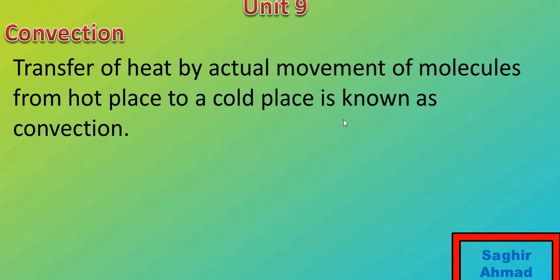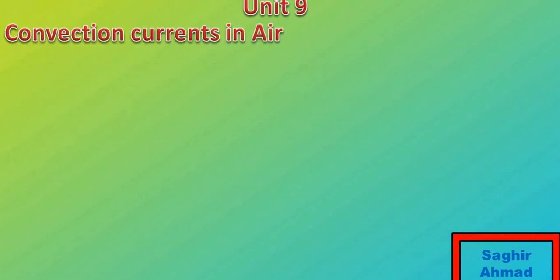Liquids and gases are poor conductors of heat. However, heat is transferred through fluids, meaning liquids or gases, easily by another method, that is called convection. Means the method other than conduction is convection. And the most important topic of convection is convection currents in air.